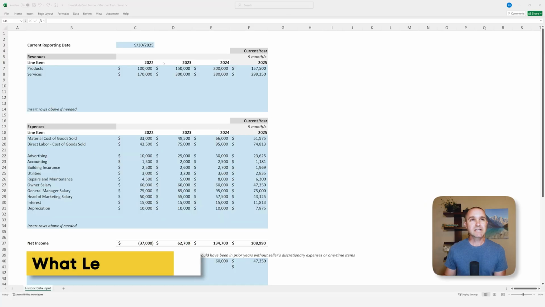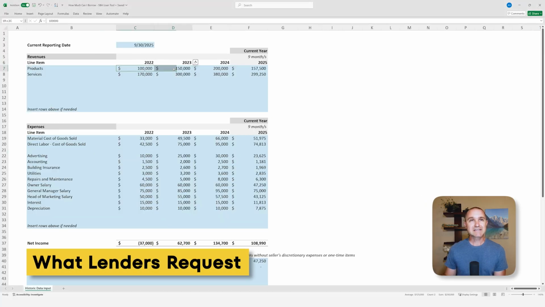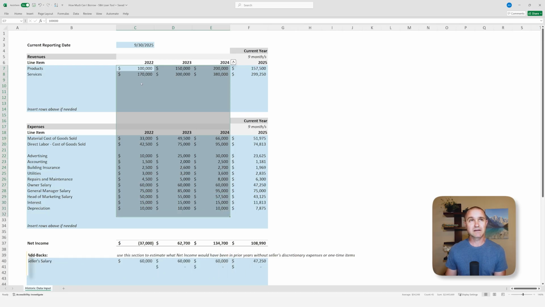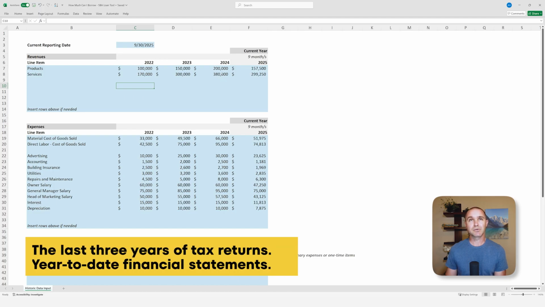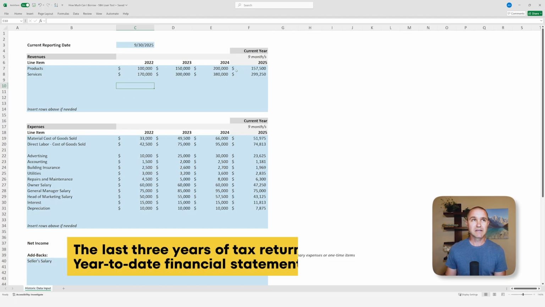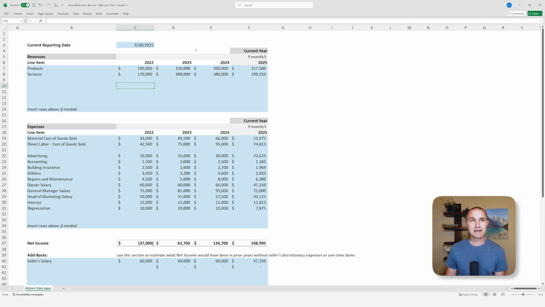So let's just say we've got the last 3 years of historical tax returns. That's going to be the first thing your lender asks you for: the last 3 years of historical tax returns plus the current year-to-date financials. In this example, we've got 9 months of 2025 financials and we have 2022, 2023, and 2024 tax returns. And so we get the revenue and all of the expenses into the model.